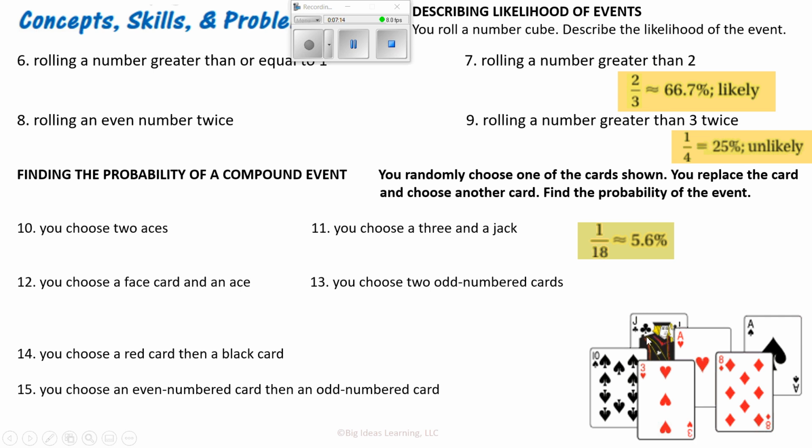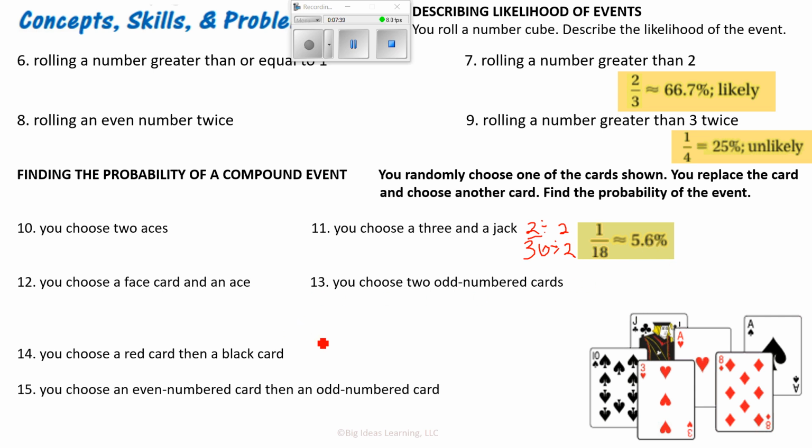Because you could pick 3 and a jack, you could pick jack and a 3. So there's 2 out of 36, and 2 out of 36. So you can see we can divide the top and bottom by 2. That's going to give us 1 out of 18, which is 5.6%.